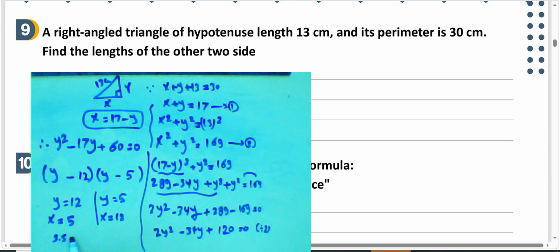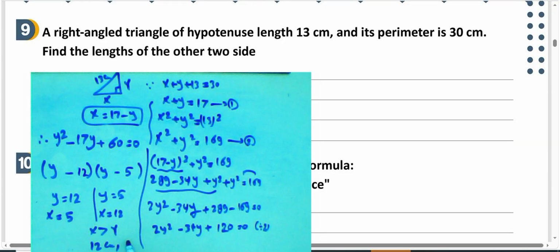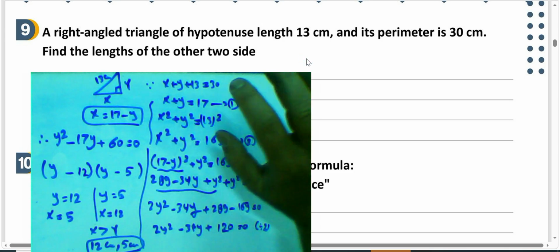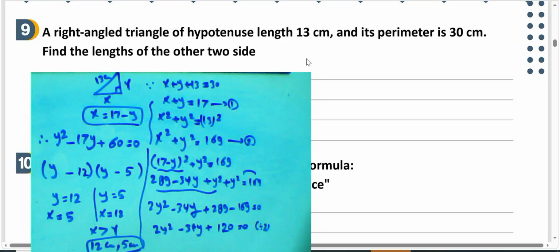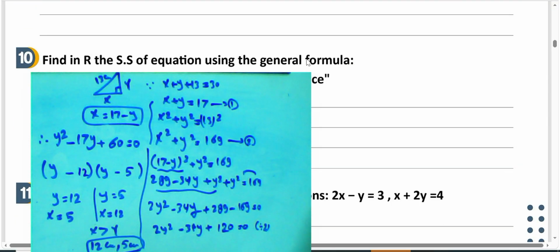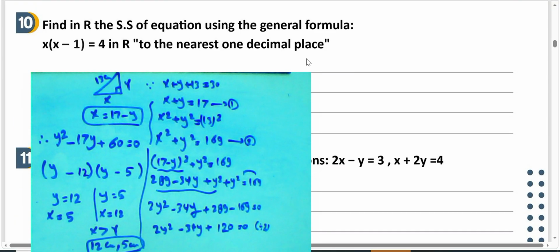So the solution set, you want to find what? 2 dimensions. So for the 2 dimensions here, I write x greater than y, then the 2 dimensions are 12 centimeters and 5 centimeters. Then the other lengths will be 12 centimeters and 5 centimeters. Or you can write 5 and 12, but x is greater than y, so the 2 dimensions are 12 and 5.